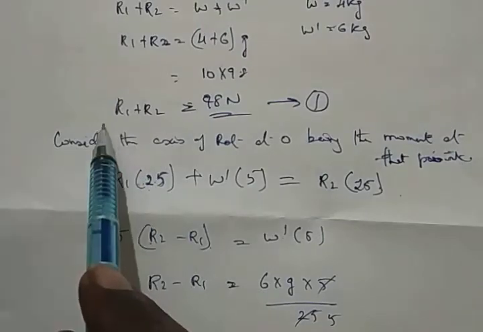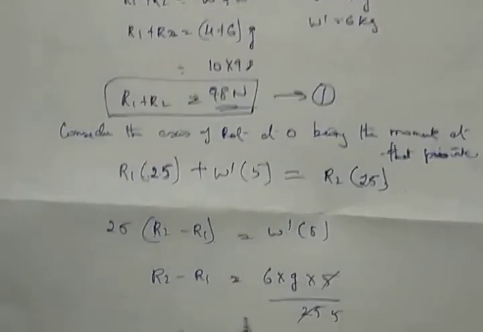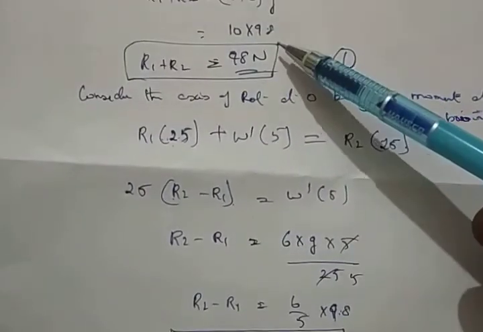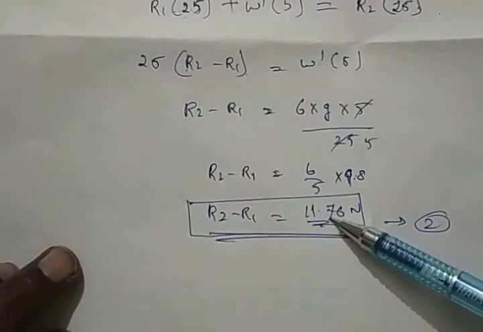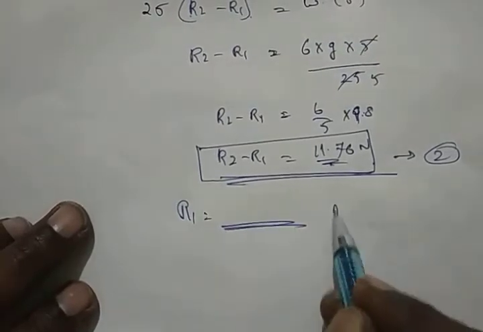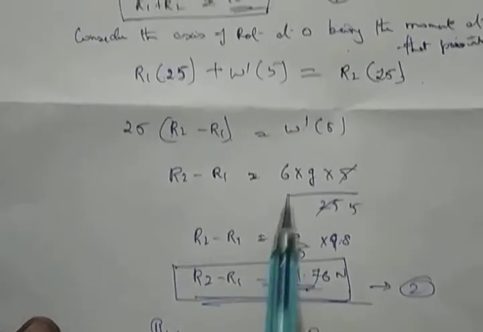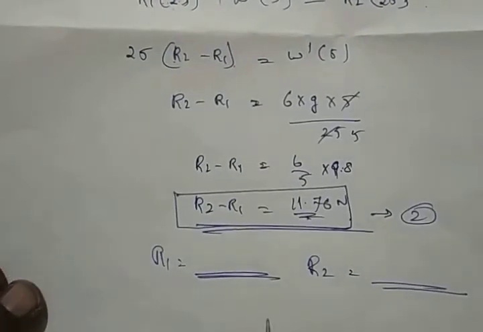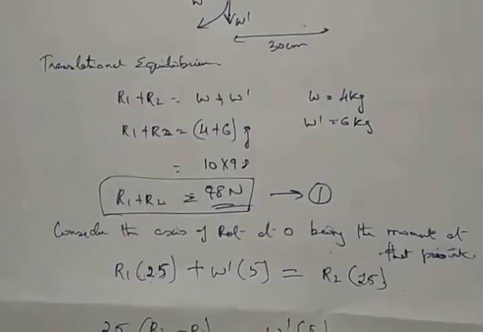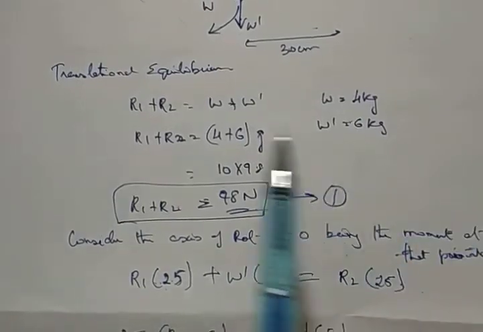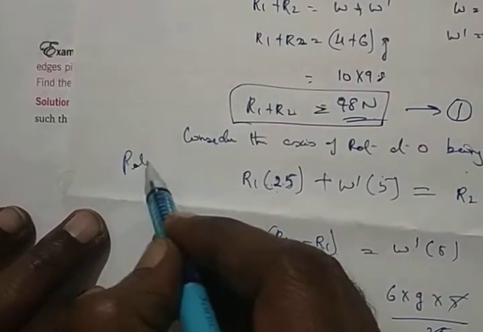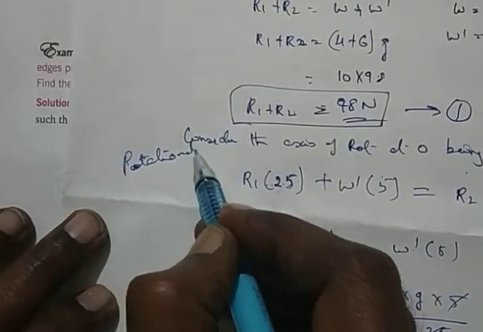Look at equation number 1. R1 plus R2, 98. R2 minus R1, 11.76. Can you do the calculation together? R1 plus R2 and R2 minus R1. Try to add both of them together and you will be able to get the value of R1 separately and R2 separately. You will be able to easily get this one because these two are already found out. Please do the calculation. Okay. Now I will go to the next question. So this is a very, very nice, simple, easy question. I think you have now got a hold of it. What is translational equilibrium? What is rotational equilibrium? So here it is called rotational equilibrium.